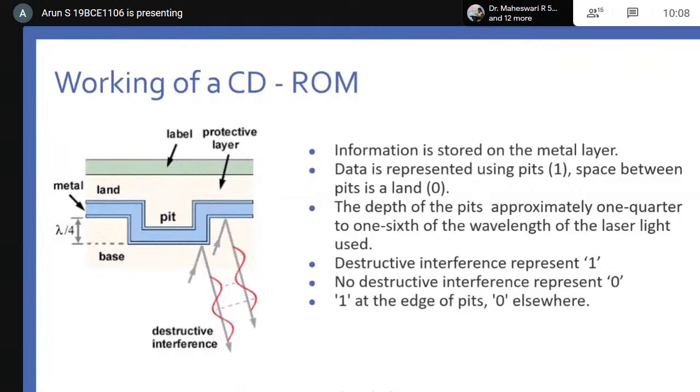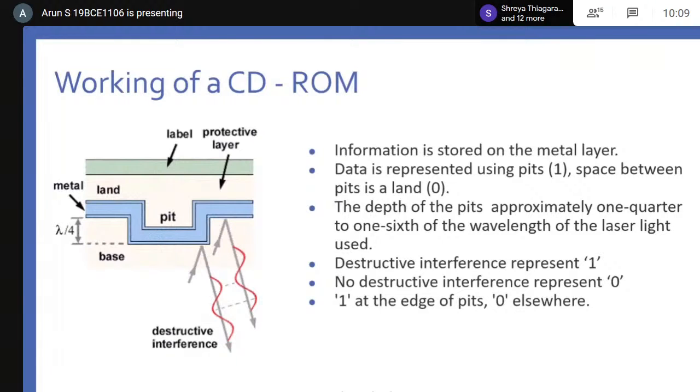The depth of the pits is approximately 1/4 to 1/6 of the wavelength of laser light that is used to read the disk. The laser rays reflected by the pits and the lands have a path difference of half the wavelength. It leads to destructive interference, that is, the two rays cancel each other and hence no reflected ray results. This represents a binary 1.